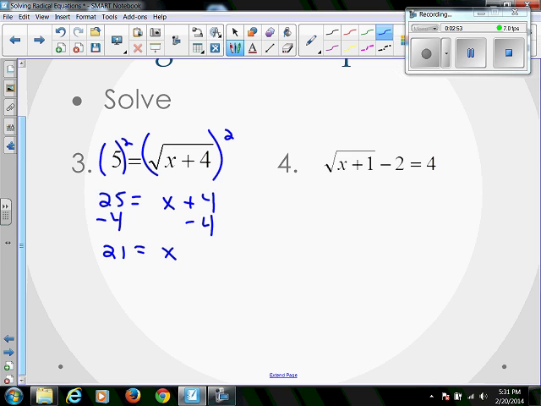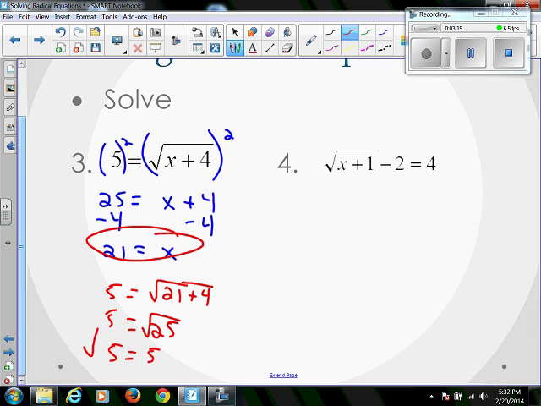Now don't forget to check. We're going to check by taking 21 and substituting it for x. We get 21 plus 4 is 25. Square root of 25 is 5. We have a true statement. So x equals 21 is our correct answer.